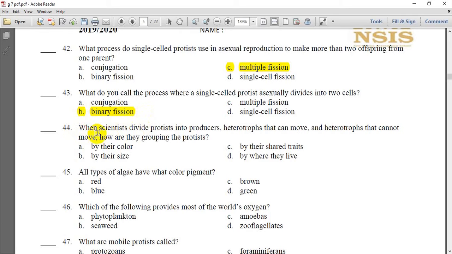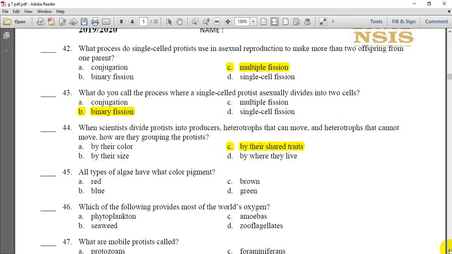Question 44. When scientists divide protists into producers, as we know, organisms that make their own food, heterotrophs that can move. Heterotrophs means that they get food from outside and they can move by using cilia or flagella or pseudopods like amoeba. Heterotrophs that cannot move. Here we classify them by their shared traits, their characteristics or their properties.